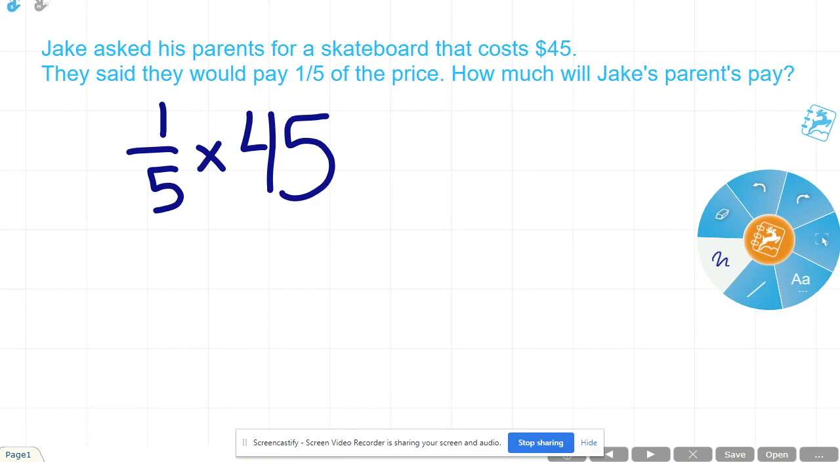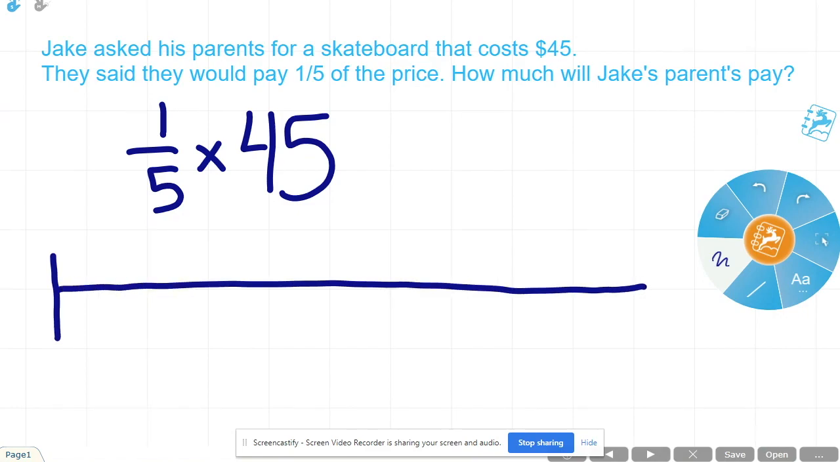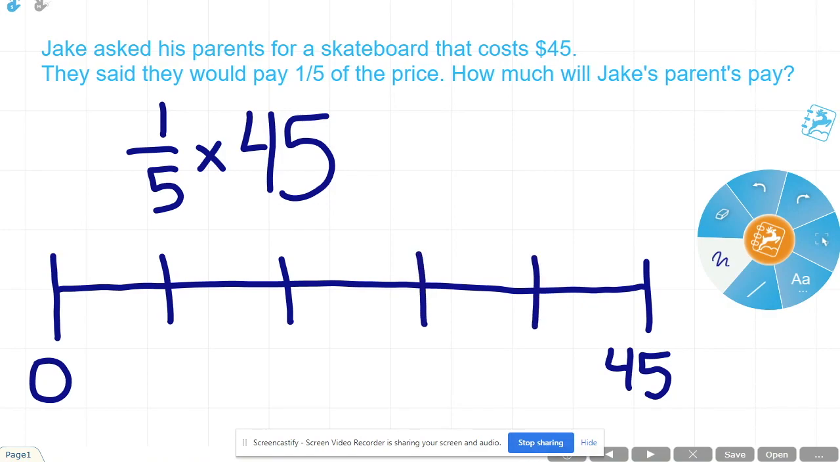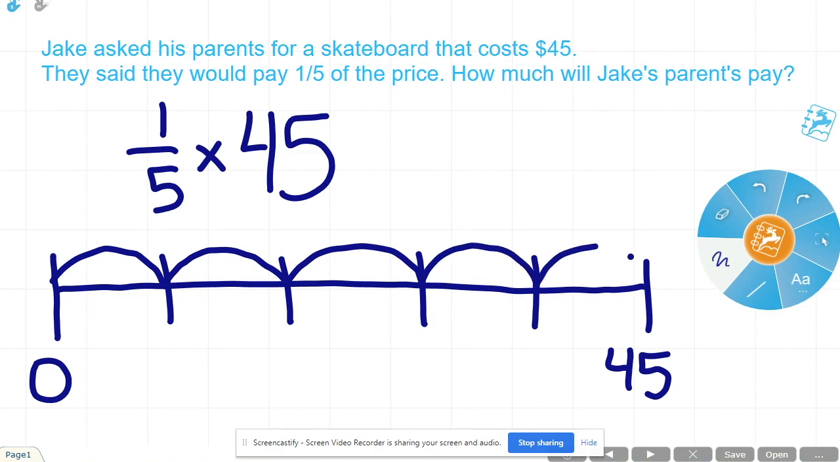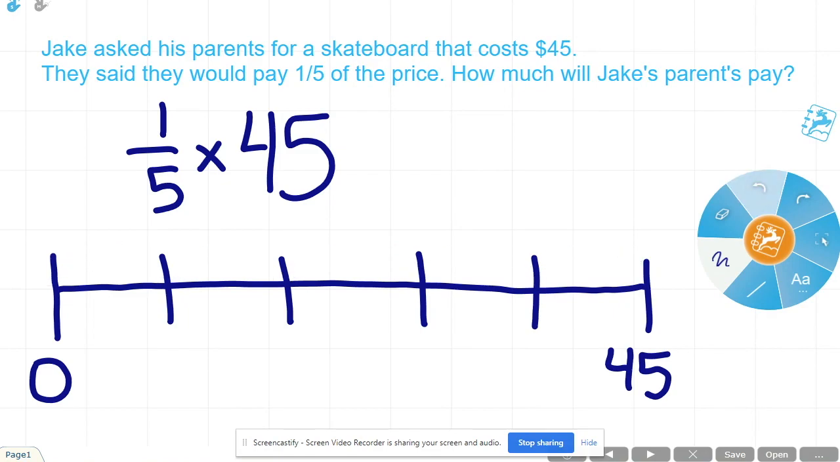So for this question, we're going to use the number line strategy. I want you to think about a number line that extends from $0 to $45. His parents are paying 1/5 of the price. So I'm going to divide my number line into 5 equal parts. So I have 1, 2, 3, 4, 5. His parents have agreed to pay 1/5, so that's going to be that first tally mark we get to.